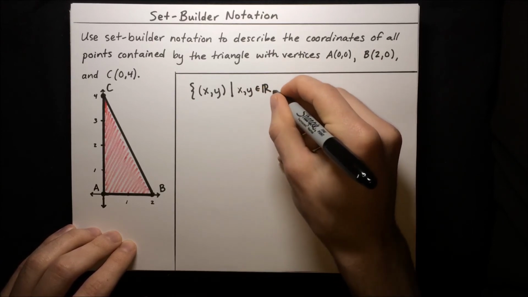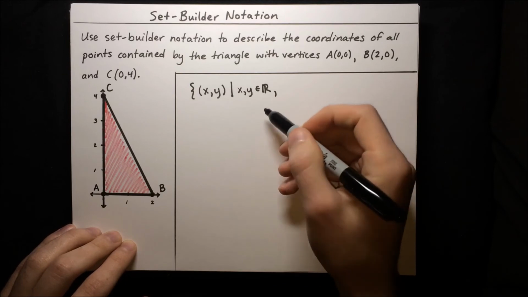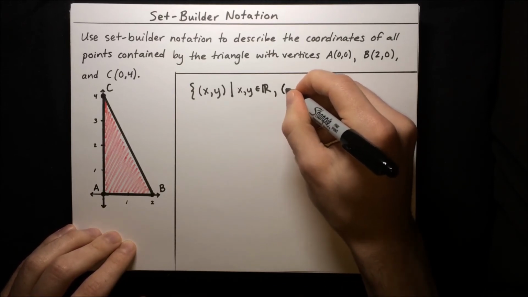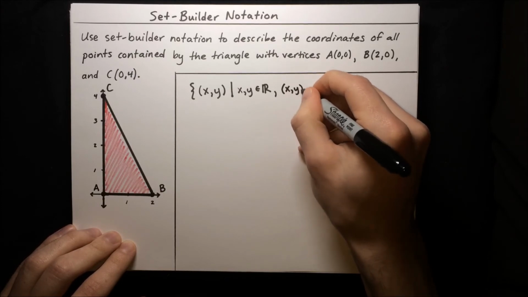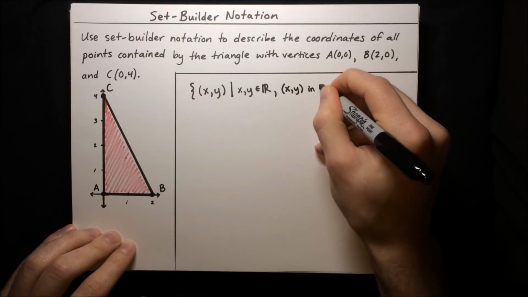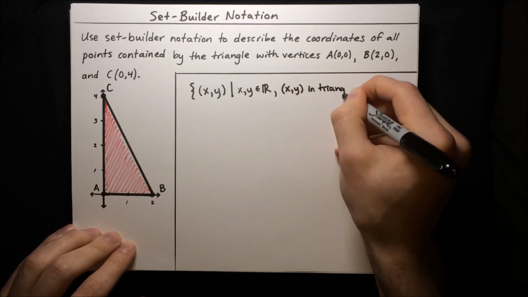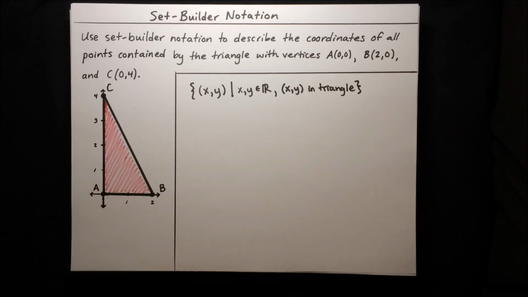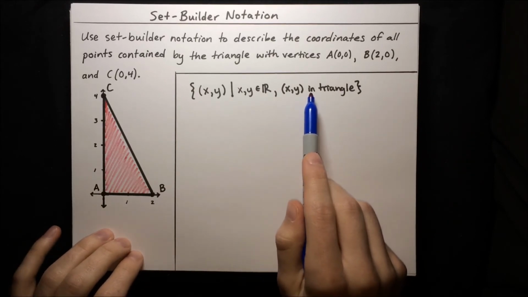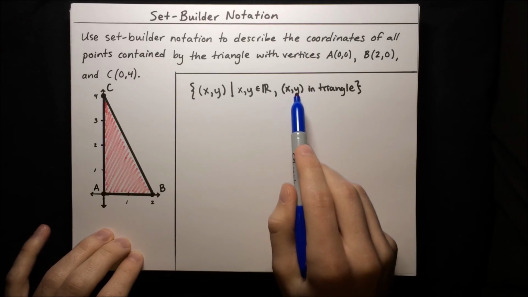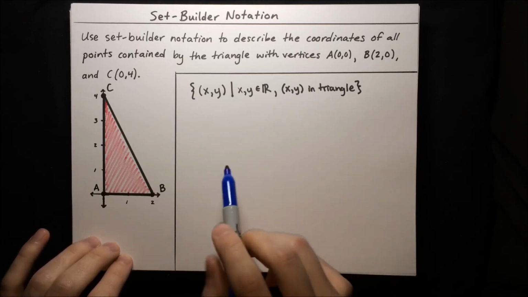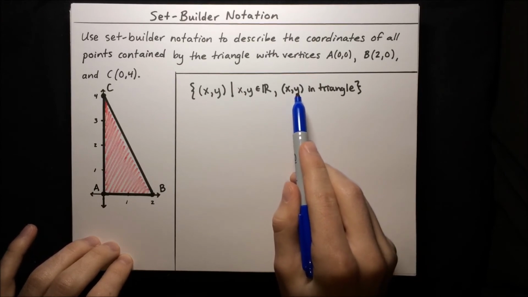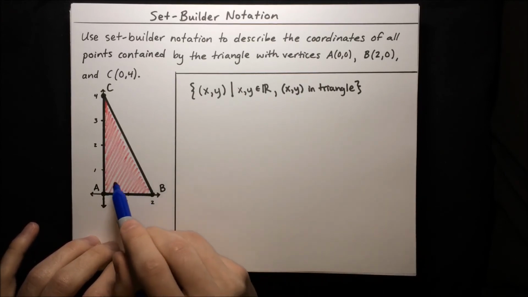Okay, and then what else? What else do we want? Well, the main condition here is that (x, y) has to be in the triangle. So let's just write that down verbally: (x, y) is in the triangle. And we'll figure out how to write that more mathematically. So how are we going to write this mathematically? How do we say that the coordinate (x, y) is in the triangle? Well, we need to say something about x and we need to say something about y such that we force the point (x, y) to be in the triangle.